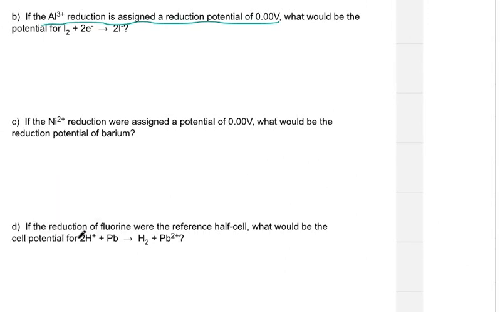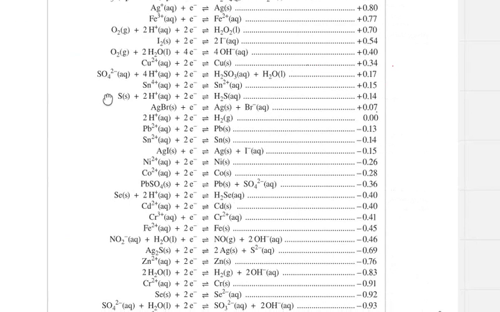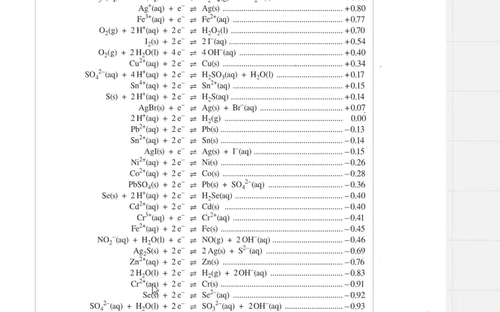Sorry, I'm not very quick at doing the transitions here. If nickel reduction were a potential of 0, pause, data book. Where's our nickel reaction? Here we are. If this were our standard, that would mean we want this line to be 0 volts. What do you do to minus 0.26 to get it up to 0? You add 0.26 volts to it.